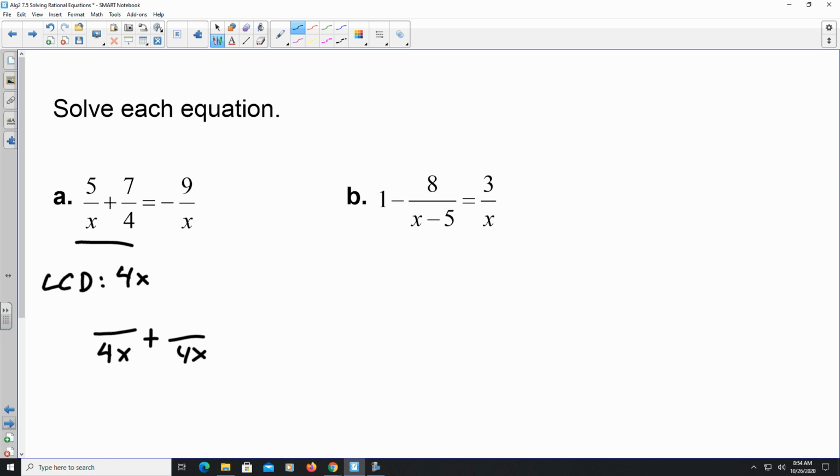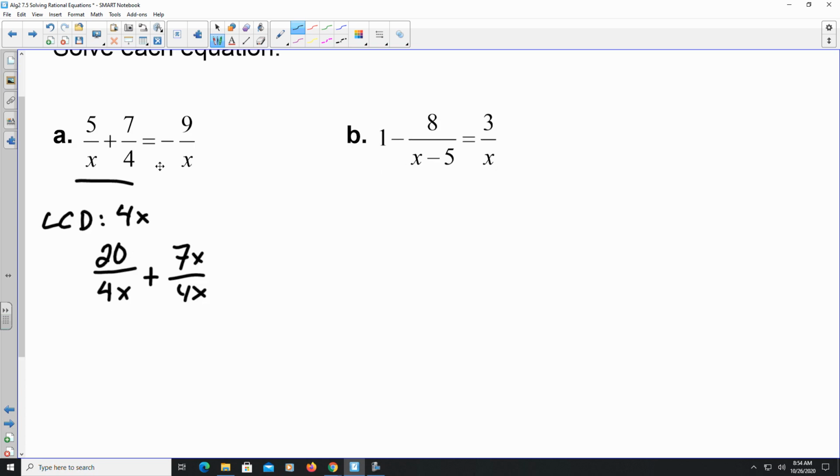X is good, but I multiplied this 4, so that means 5 times 4 is 20 up on top. 4 is good on there. X, so that means it's going to be 7x. So looking at the left-hand side, when I combine like terms, I'm just going to go 7x plus 20. I'm just rewriting in standard form, all divided by 4x. And this is going to be equal to -9 over x.